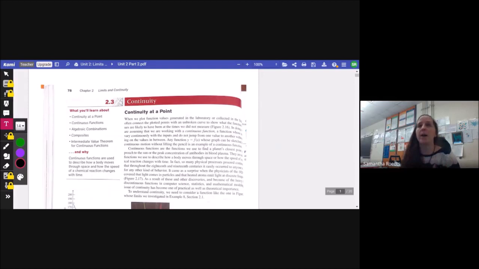Alright, this is Unit 2, Lesson 3, Continuity. So the first thing that we want to talk about is what continuity actually is, and we have continuity at a point. So when we plot values of a function, usually we've been given that sort of data. When we plot those functions and draw a line from one point to another, we are assuming that it's a continuous function.